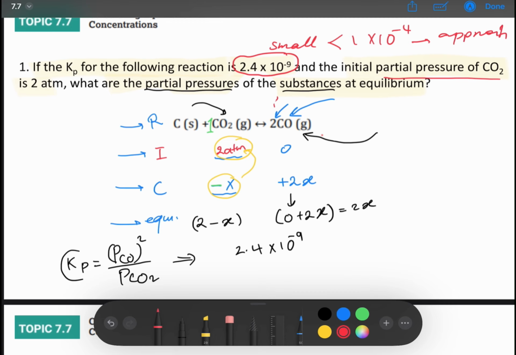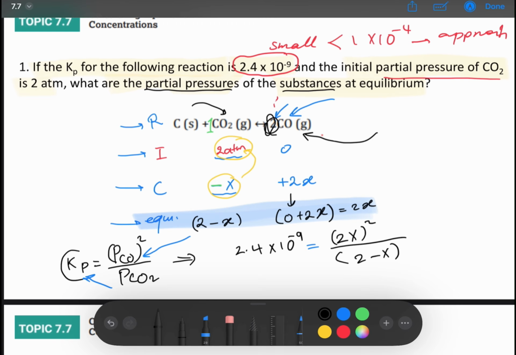So how can I do this approximation in order to make the solution easier? I wrote the value of Kp, and it equals the partial pressure of CO2, but at equilibrium. So what I care about is this magnitude here. It's 2x to the power 2, since according to the ICE table it's multiplied by 2 here, so I have to put 2, and it's over 2 minus x, and that's it.